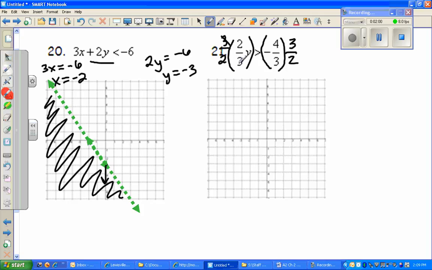Over here, it all cancels. That's why you use the reciprocal. And then you'll get y alone. Since you were multiplying by a positive value, nothing happens to the inequality symbol. It stays the same direction that it currently is.